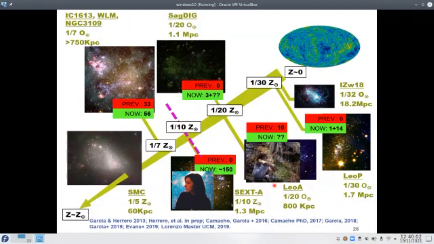And we are also working on Leo A. Iris Bermejo is doing her master's thesis on this galaxy, and also on the Sagittarius Dwarf Irregular, where we have Irene Forcada, who just began her master's thesis on this galaxy. And finally, we also got observations in Leo P, although the galaxy is a bit far away, and I don't think we will be able to do much more than our first publication of the catalog of OB-type stars.